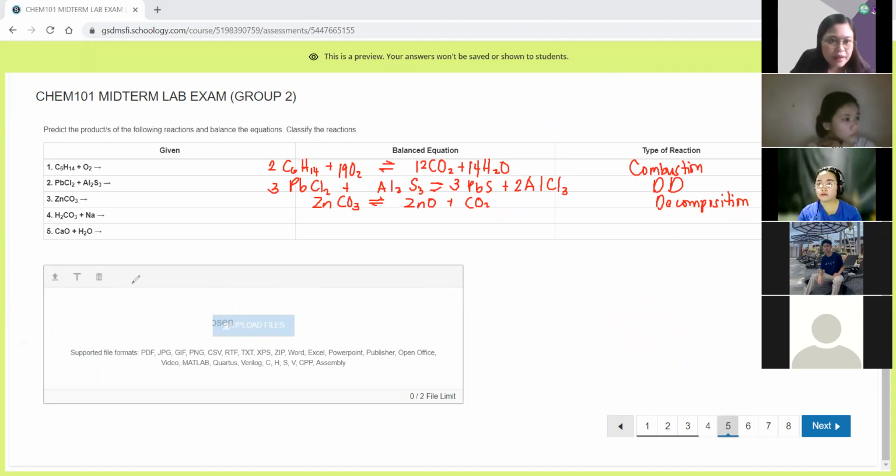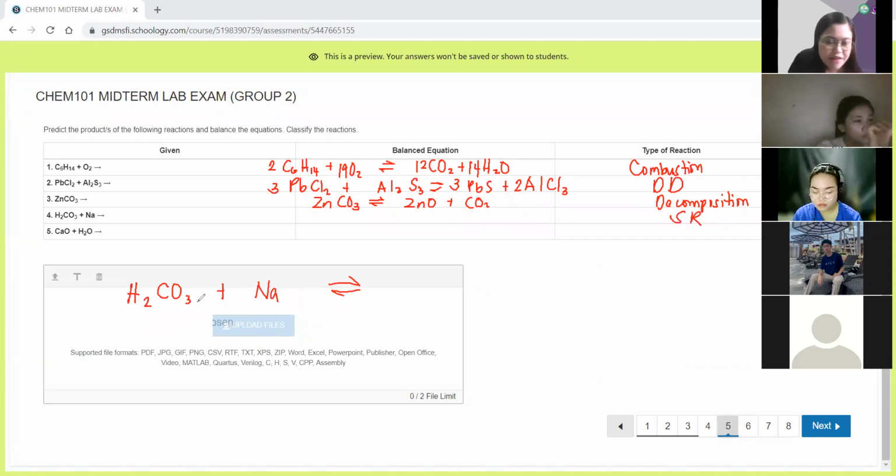So the fourth one is you have here carbonic acid plus Na. So this one is a single replacement reaction since you have a compound and a metal, which is sodium. Now you have to look at the activity series of metals to see if the reaction is possible. Yes, the reaction is possible because sodium is above hydrogen, actually way above hydrogen. So it's more reactive. Again, the reaction is possible.